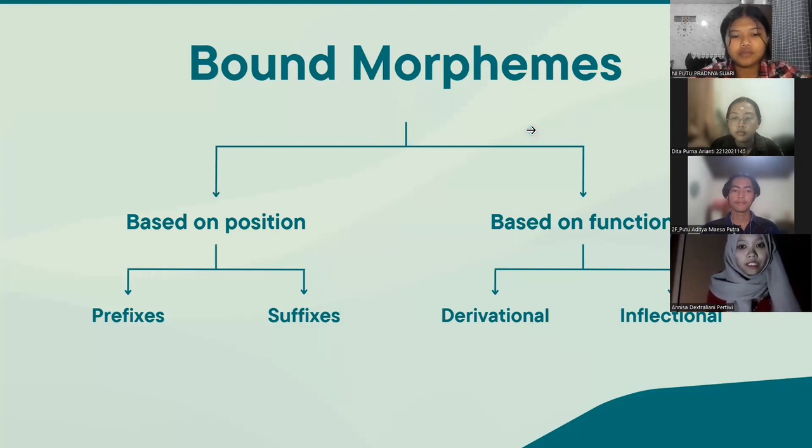Okay, bound morphemes are morphemes that cannot stand by themselves. There are 2 types of bound morphemes, based on position and based on function. There are 2 types of bound morphemes based on position. They are prefixes and suffixes. While in bound morphemes based on function, they are derivational and inflectional. Next slide.